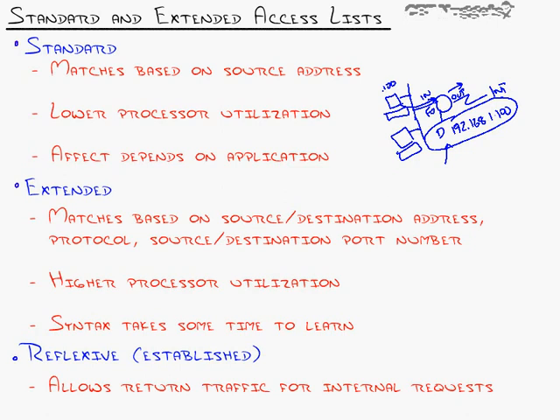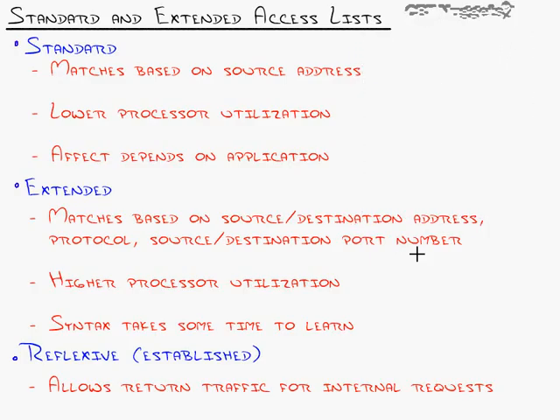Now down here, extended access lists match based on source and destination address, along with protocol, along with source and destination port number. Now, I want to hit that little third mark I put under the extended access list. These do take some time to learn. I've had many people that I've talked to say, extended access list, it's scary. It's because the syntax can be so long.